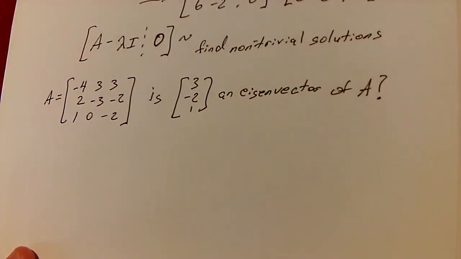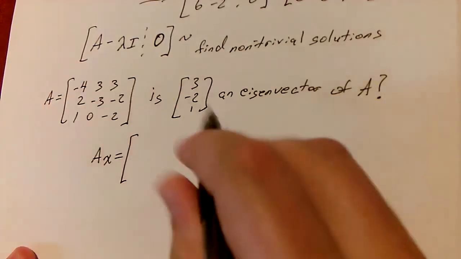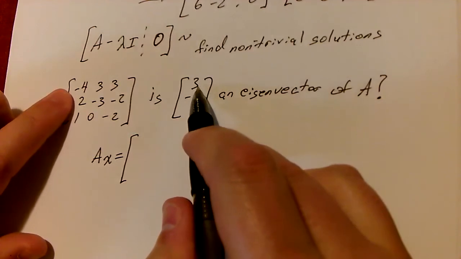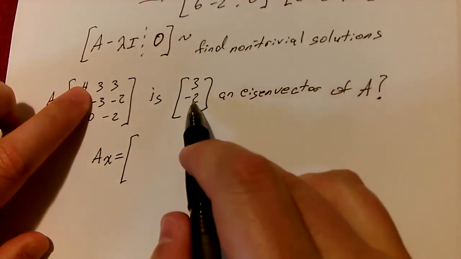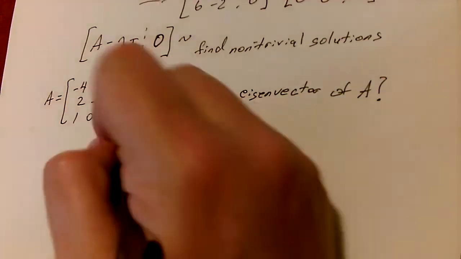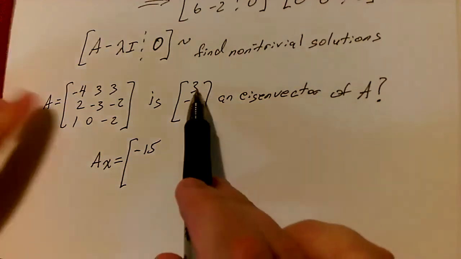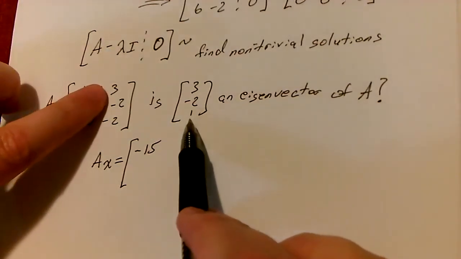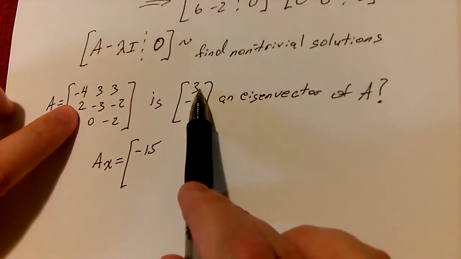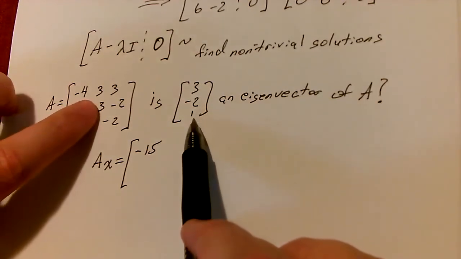So what do I do? A times x. I'm going across, so I got negative 12 minus 6 is a negative 18 plus 3 is a negative 15. So it's negative 12 minus 6, negative 18 plus 3, negative 15. Second row, I've got 6 minus 6 is negative 12.